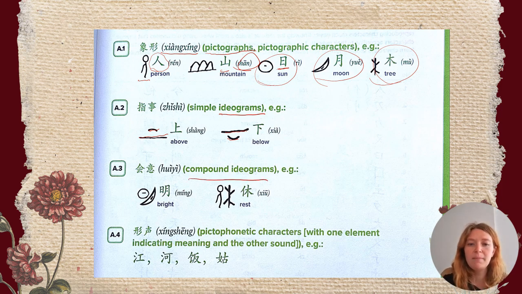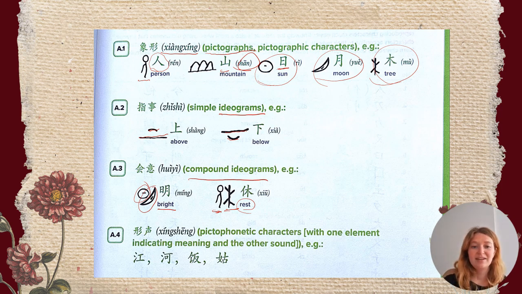All right, compound ideograms are two things put together, or more than two things put together, to show an idea. So here you have the sun, you have the moon. They are two bright objects in the sky. You put them together and the meaning of the word is bright, 明. So here we also have a person leaning up against a tree representing the idea of rest. Okay, so person leaning back against a tree, they are resting. So that's the idea that's being represented here.